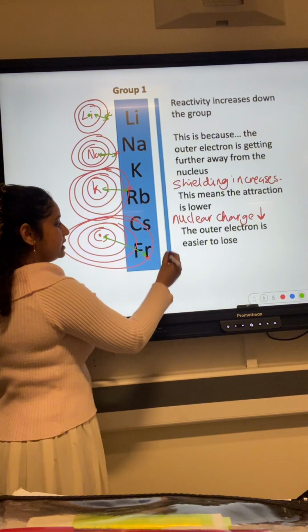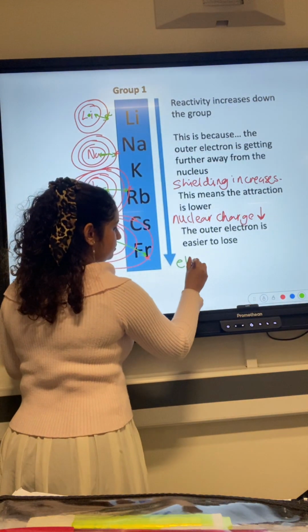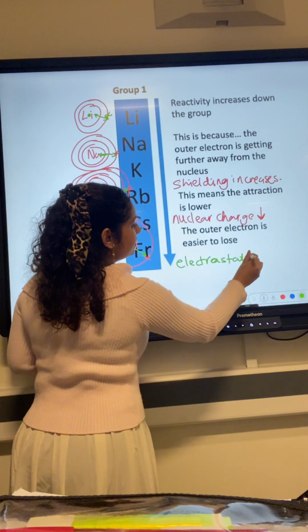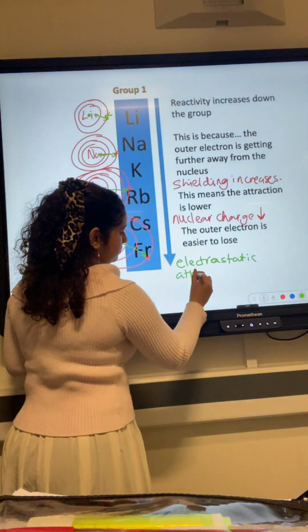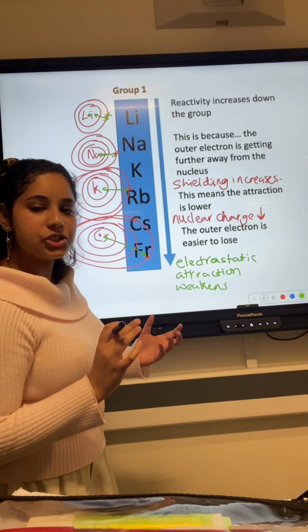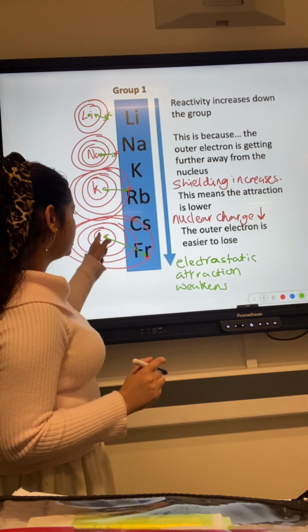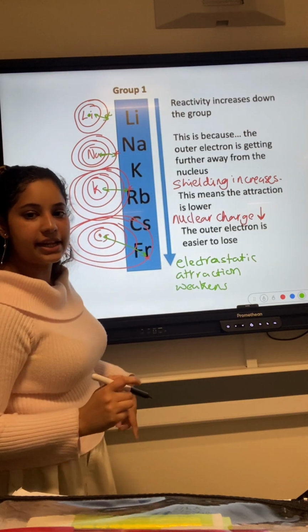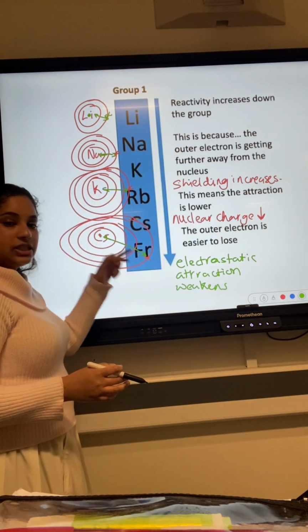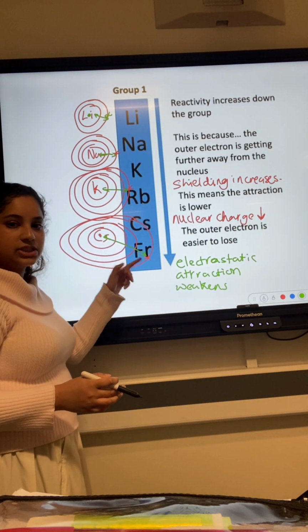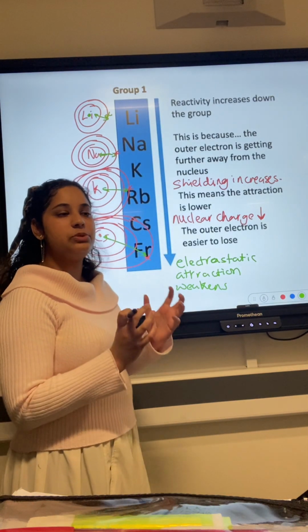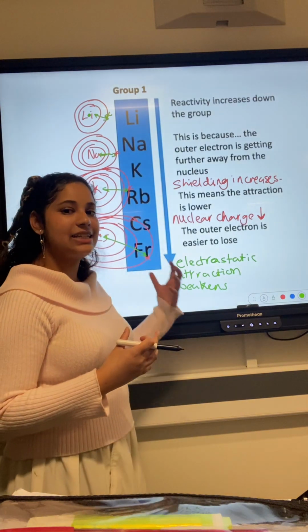We can also say that the electrostatic attraction becomes weaker, okay? The electrostatic attraction is the attraction holding together the positively charged nucleus and the electron. It's essentially actually all holding together the whole atom, okay? So this attraction is really important, electrostatic attraction. So electrostatic attraction is an attraction that exists between something that's positively charged and something that's negatively charged.